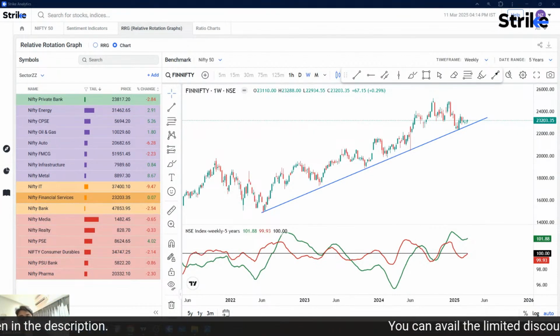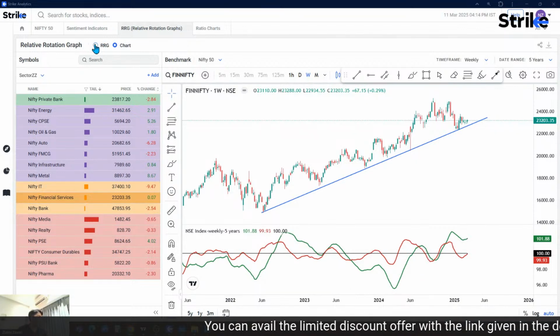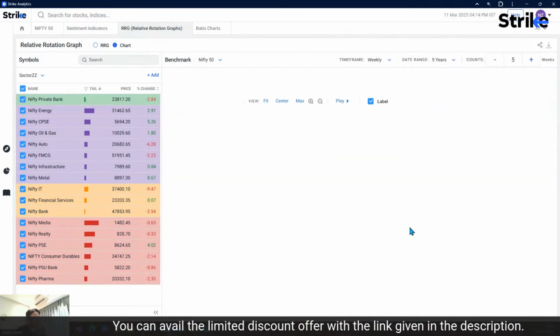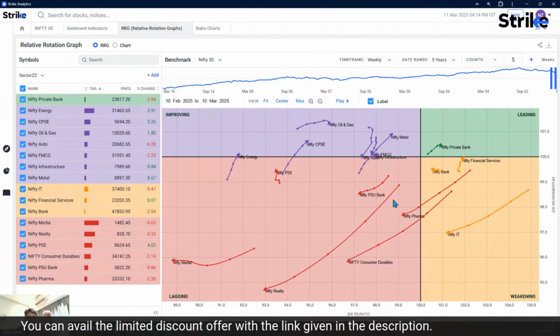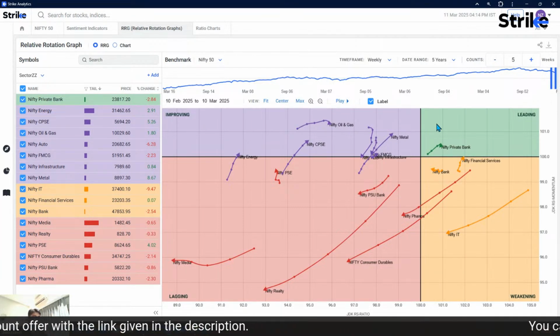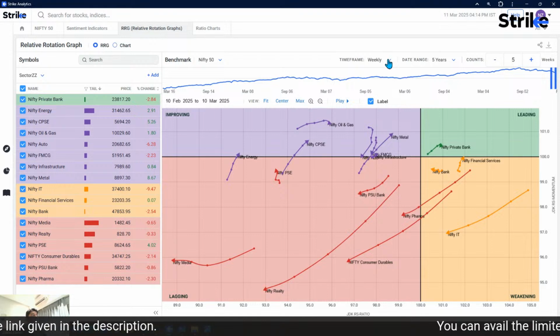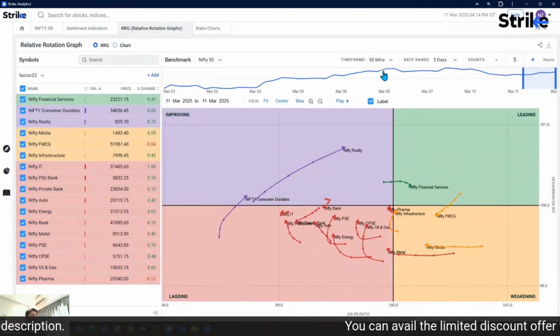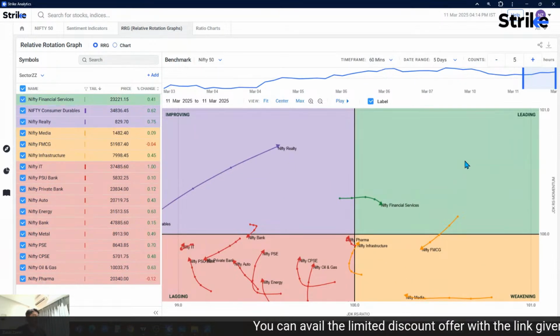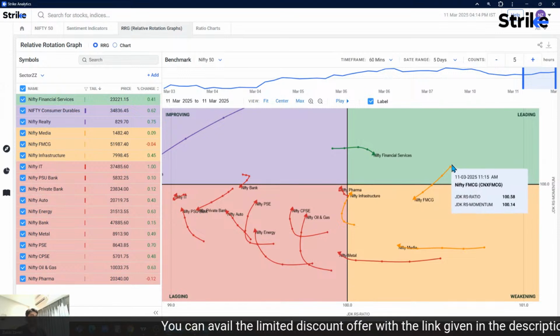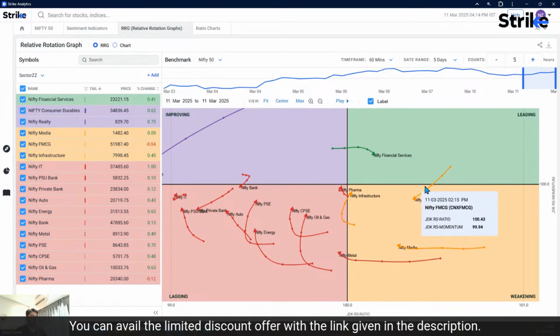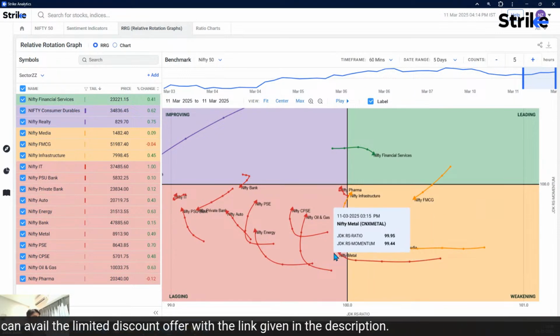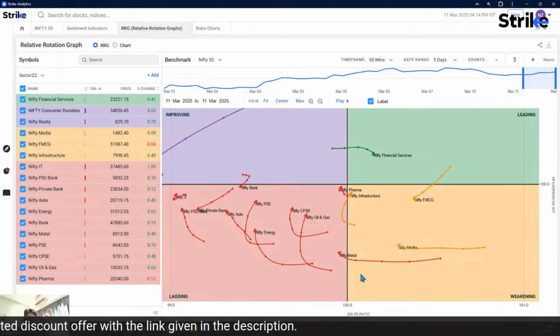For intraday short opportunities, go back to RRG. For shorting opportunities, you want something that is sloping downwards, or sloping towards the west. So click on the 60-minute time frame chart. On the 60-minute chart, FMCG is sloping downwards. Metal has just entered into the lagging quadrant, but it has again started sloping a little bit upwards over here.